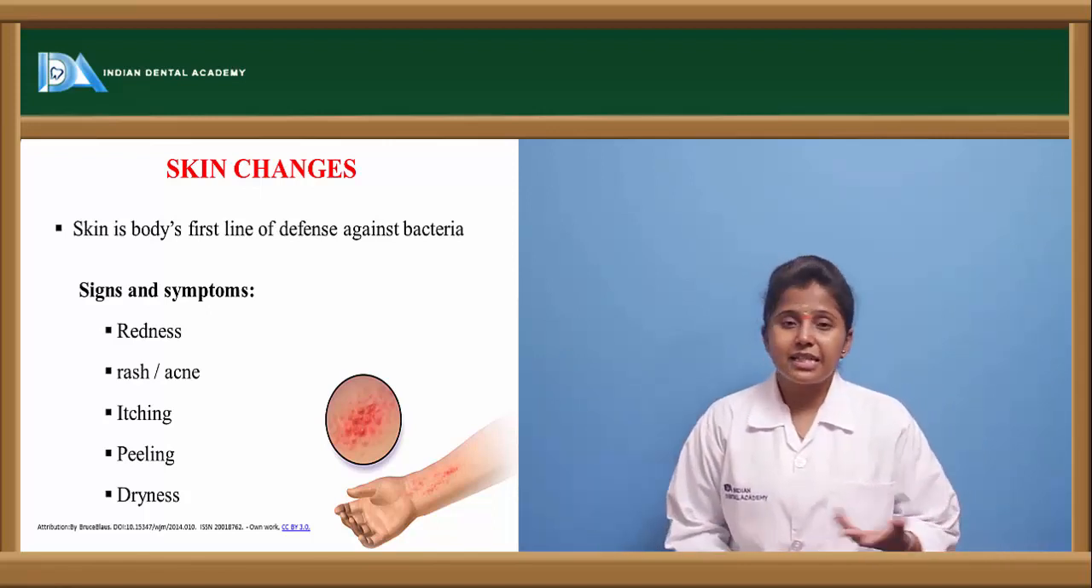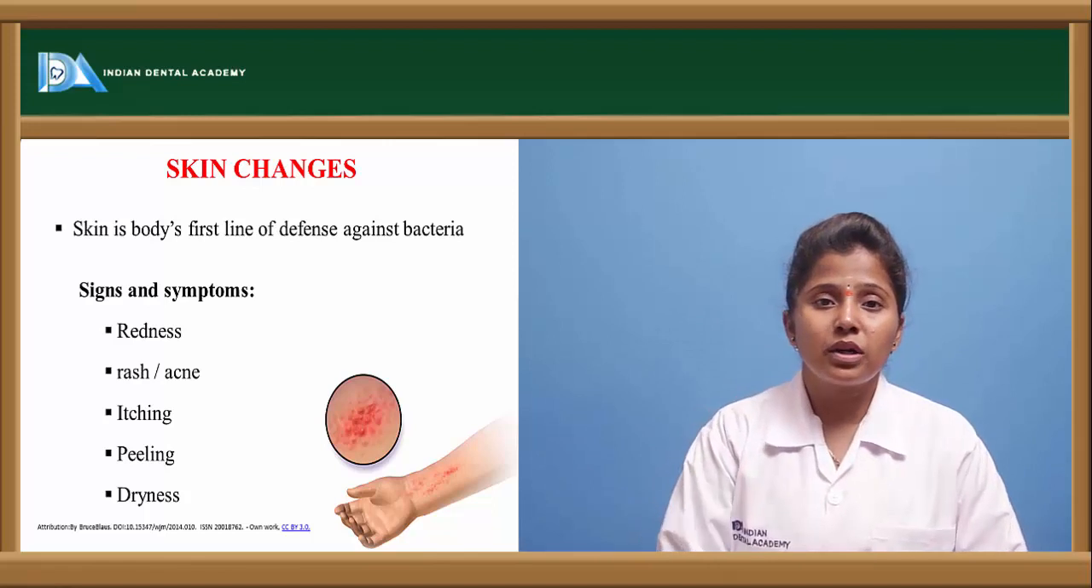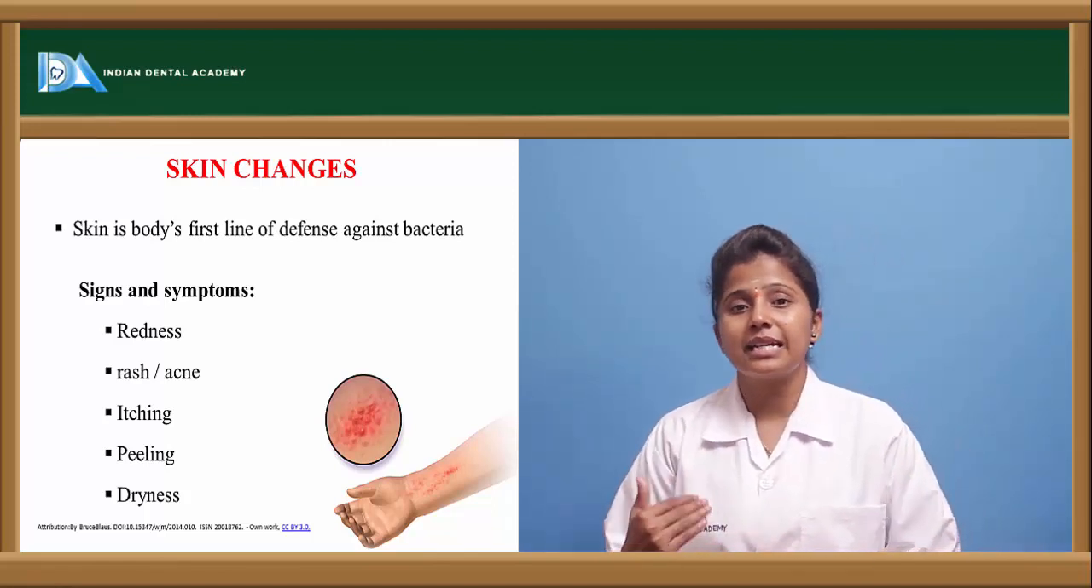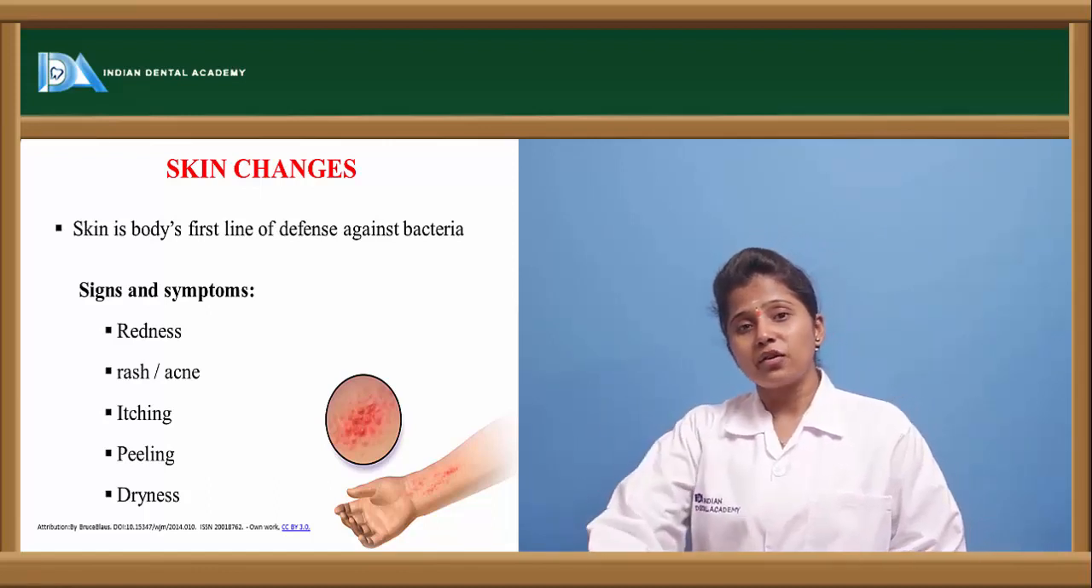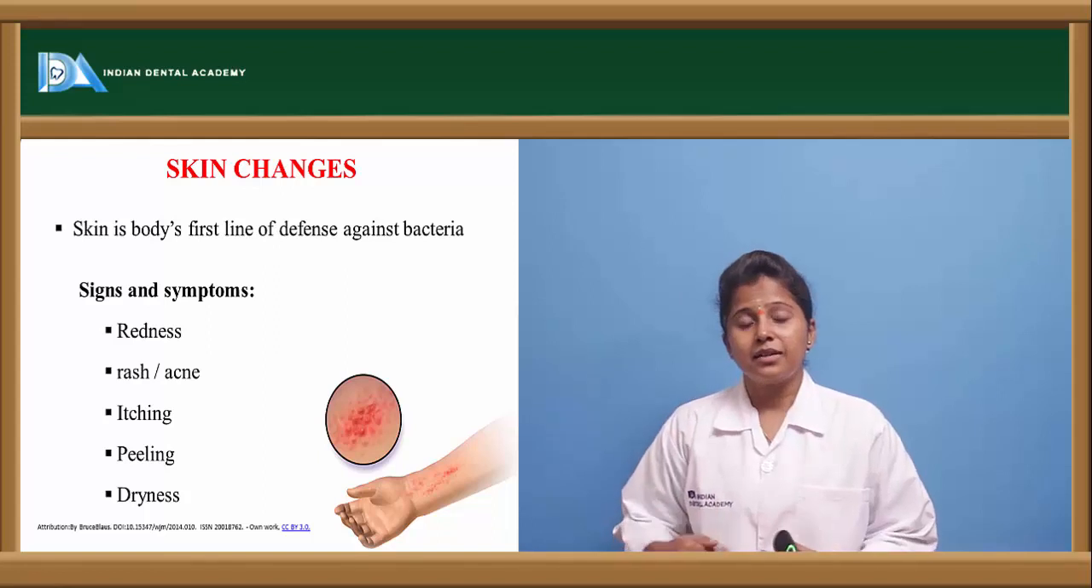Skin is the first line of defense in the body. If a foreign body is entering, the skin stays as the first line of defense. If the organism or the foreign particle crosses the skin and comes in, then we have white blood cells.